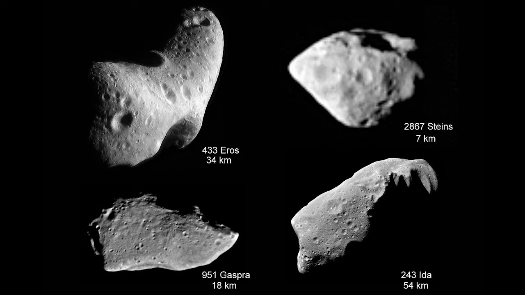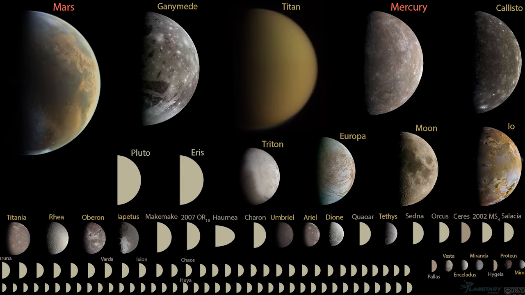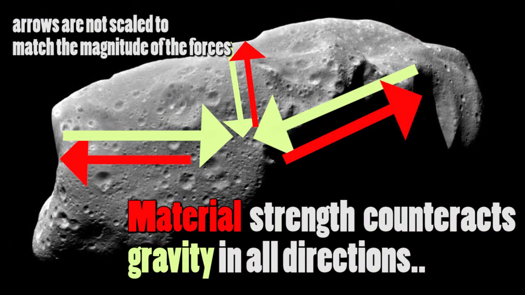Here are a few images of asteroids or comets in our solar system. And you can clearly see that they are of irregular shape. They are not spherical at all. This is because they don't have enough mass for their gravity to shape them into a sphere. In such an object, the material strength counteracts the body's gravity, hence it maintains its irregular shape.